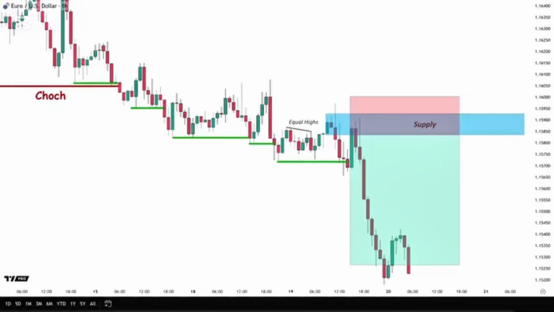So guys, that's it for today's breakdown. I hope this helped you understand how to combine smart money concepts with multi-time frame analysis.